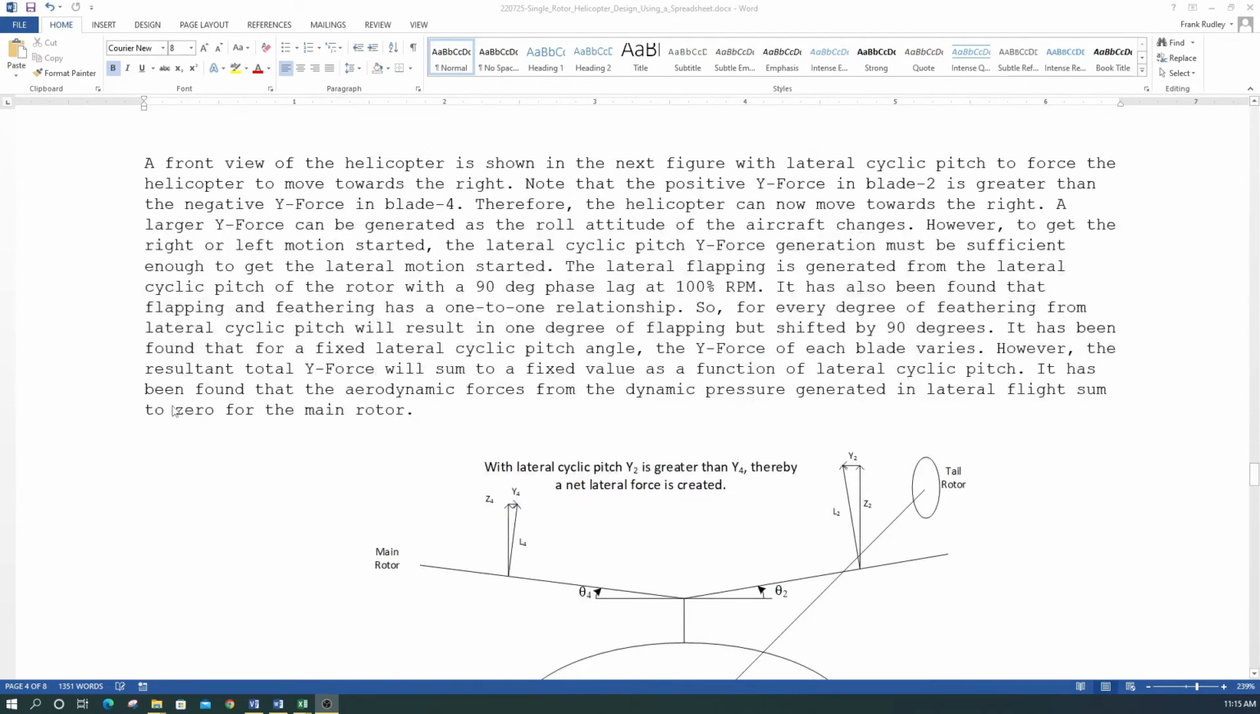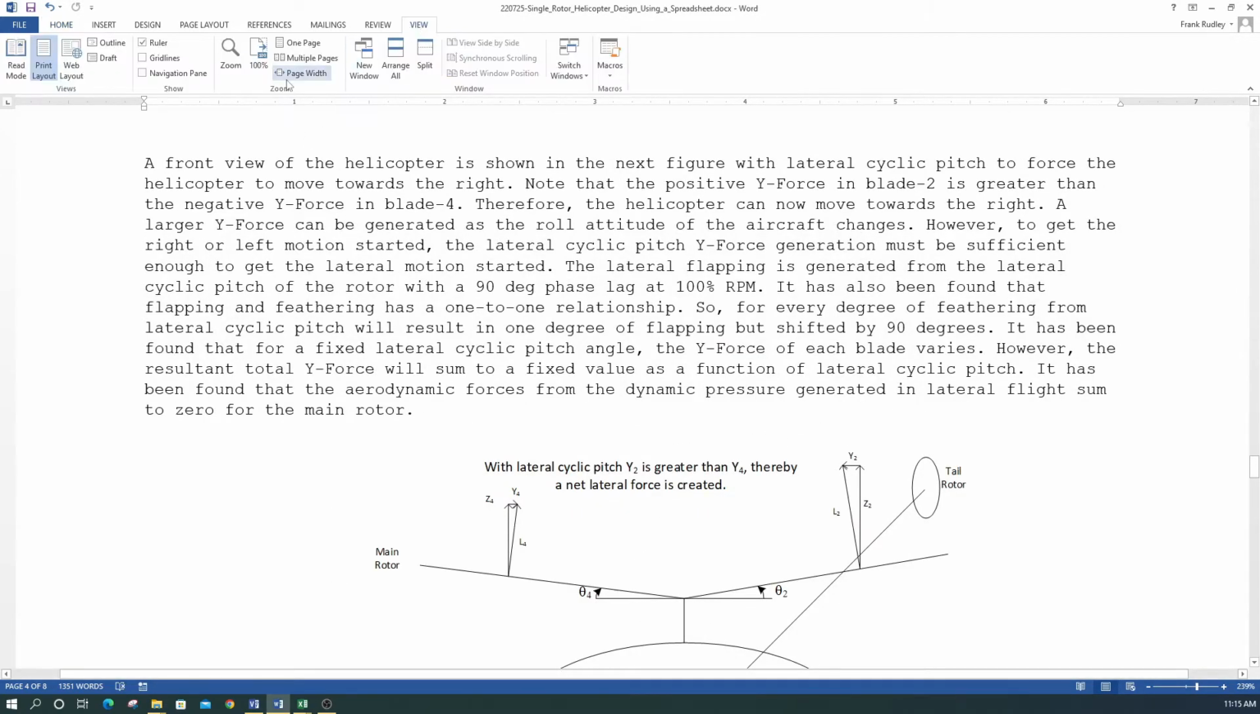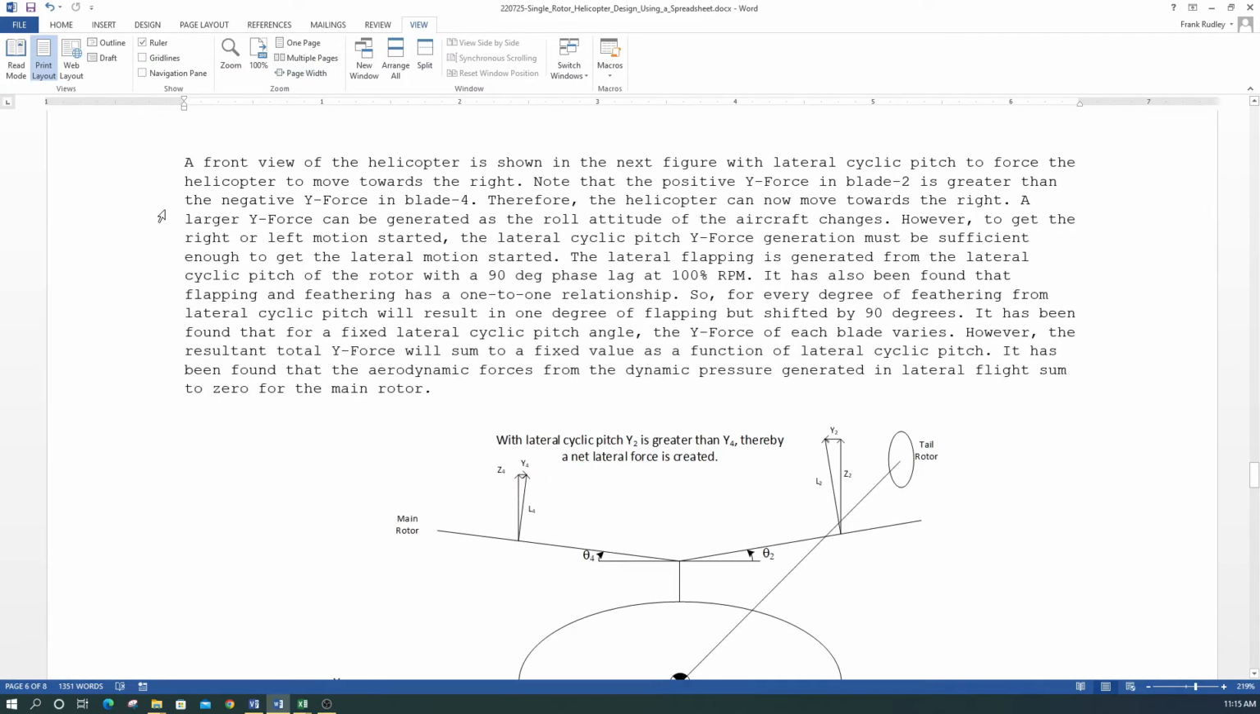So I want to read some of the text here to make sure it makes sense to everybody. A front view of the helicopter is shown in the next figure with lateral cyclic pitch to force the helicopter to move towards the right. Note the positive Y force in blade 2 is greater than the negative force in blade 4 over here. Therefore, the helicopter can now move towards the right.